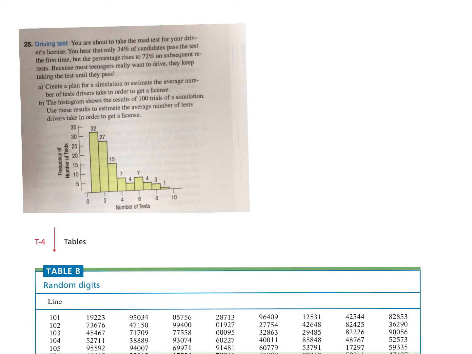Okay, so let's go over some of the homework that you had last night. Number 25 is a little bit different than some of the other ones we did. So let's talk about the driving test. You're about to take a road test for your driver's license.